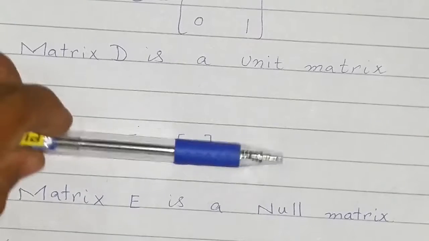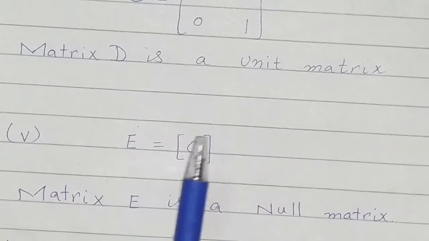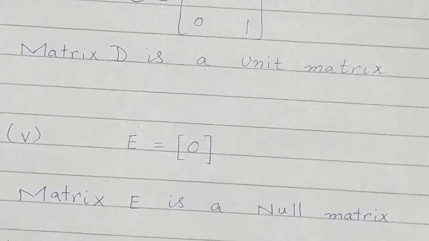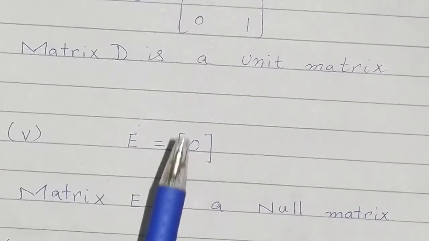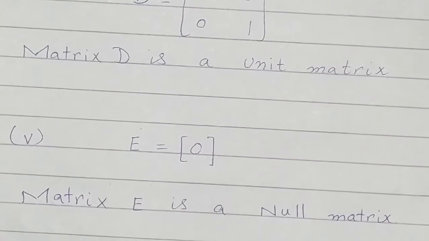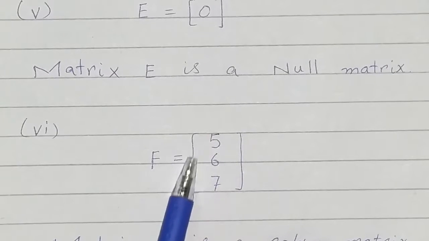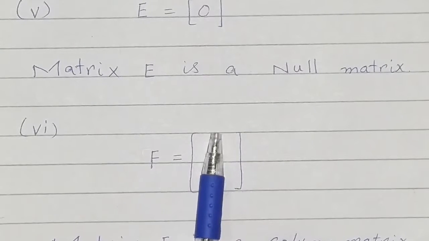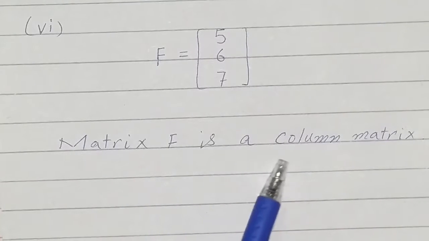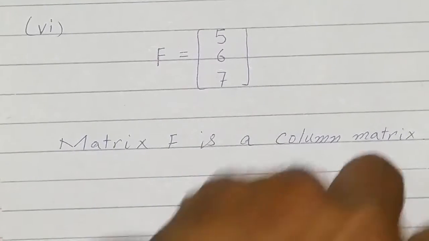Here this matrix has 0 as its element, so it is a null matrix of order 1 row and 1 column. So it is a null matrix. Here F has only one column, so it's a column matrix. So matrix F is a column matrix. Now we go to the next question.